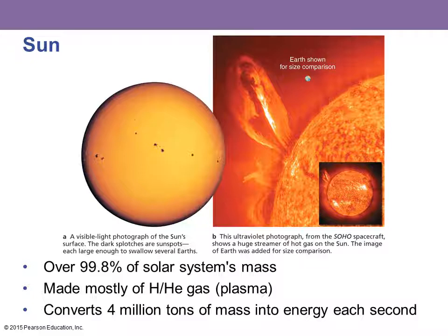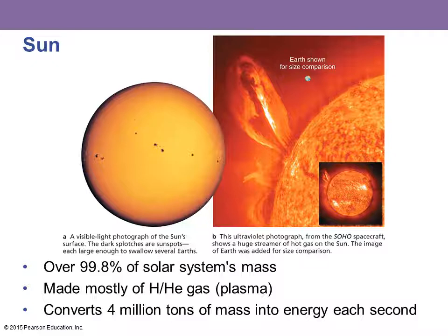So let's look at some of the parts of the solar system. This is, of course, the Sun. The inset that you see is the Earth shown for size comparison. Very, very small compared to the Sun. And these two pictures, A and B, show the Sun in two different forms of radiation. There's a visible light photograph where we actually see sunspots. And in letter B, we see a picture taken in ultraviolet by the SOHO spacecraft, where we can actually see these large eruptions of hot gas emanating from the surface of the Sun.